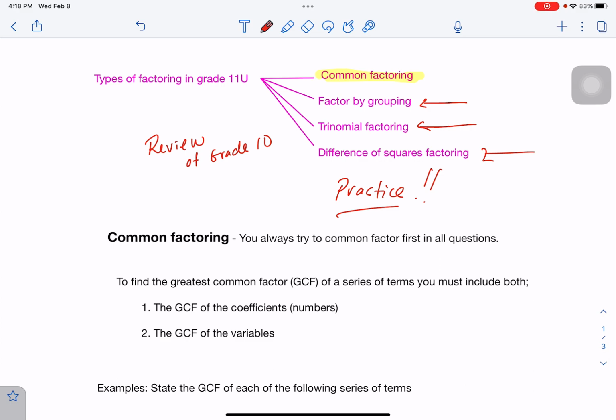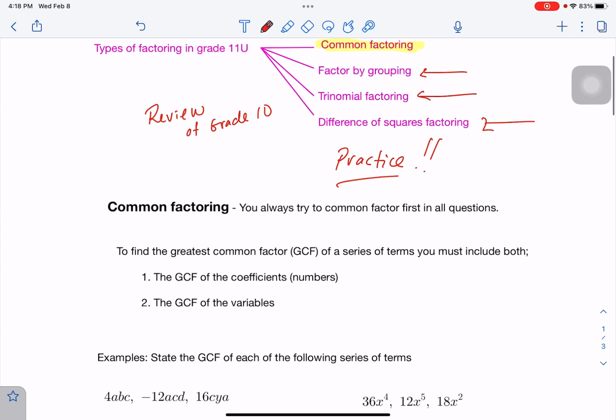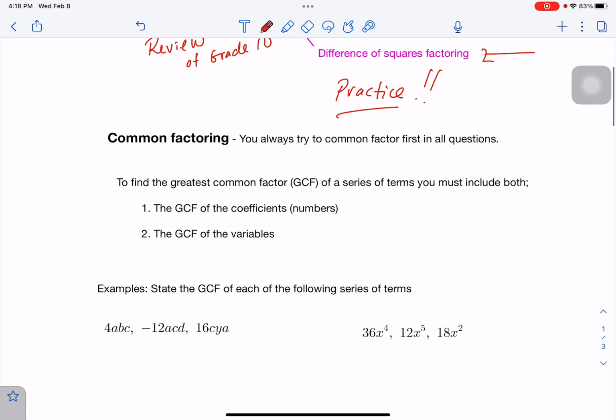3 hours, an hour and a half sitting there plugging away at factoring is not going to be as effective as 3 20-minute periods during the evening. It's the type of thing that repetition at different times is going to make you skillful. So common factoring, that's what we're going to start with. We're going to talk about common factoring first.